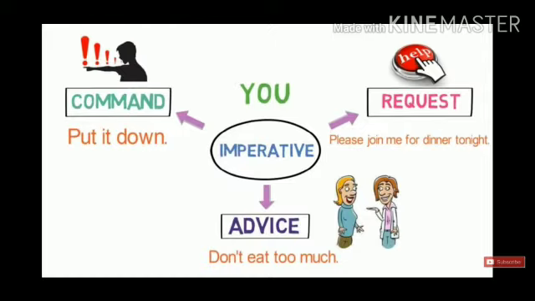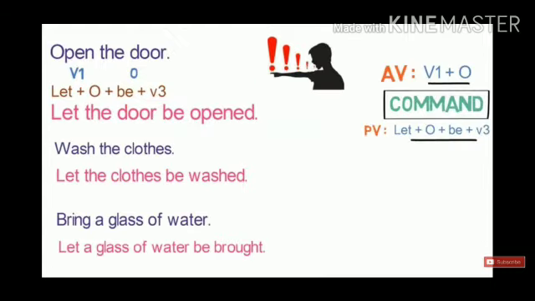For that, we need to apply structures and rules first. The first ones we are going to see here are command or order, advice or suggestion, and request or asking help. Here, first, for command, the structure in active voice is verb 1 plus object. Verb 1 means the first form of the verb. In the passive voice, the structure is let plus object plus be plus verb 3, the past participle.